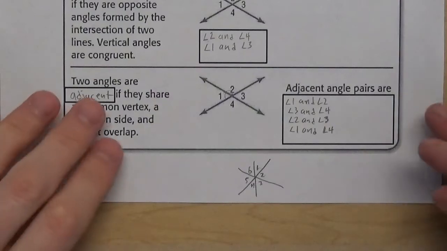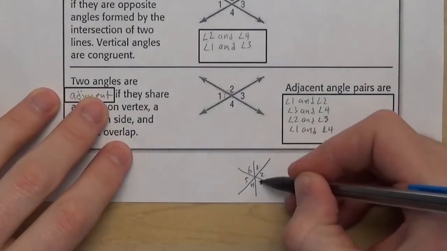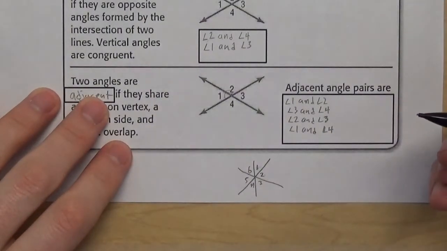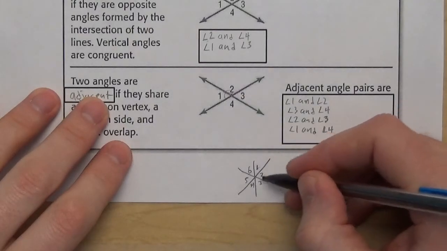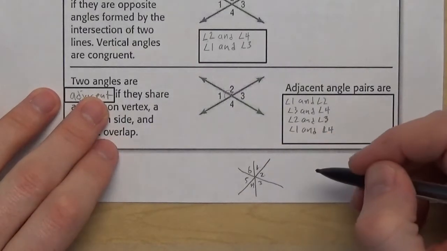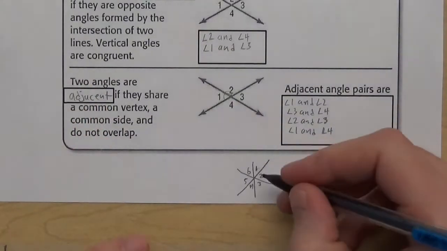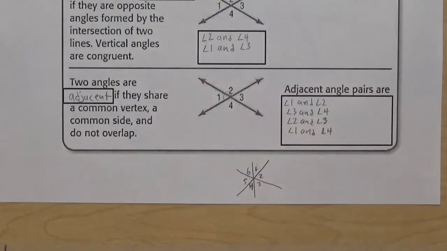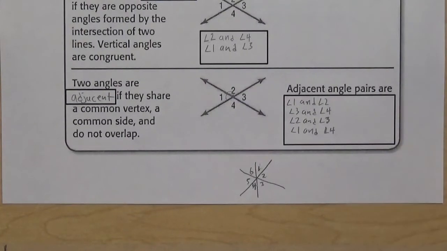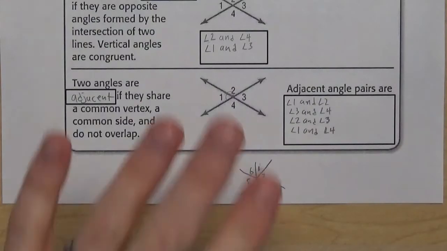And finally, angles like angles 1 and 3, they're not directly across from each other. They're not right next to each other, so they're neither one of those. So you'd write neither for the combination of angles 1 and 3. So if you see on your assignment today, name what each pair of angles is, if it's adjacent, vertical, or neither. Hopefully this will give you a little bit of a better idea of how that works.